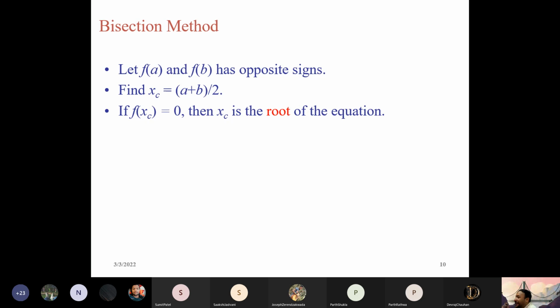What is the method? Bisection method. How to do it: a plus b by 2. Suppose the point is xc. The third point is very interesting. If f of x is 0, it means what? It is a root, but it is not going to happen. Now, if the value of f of x is equal to 0, then xc is called a root of the given function in the interval a and b. Be careful, I am talking about the interval a and b.